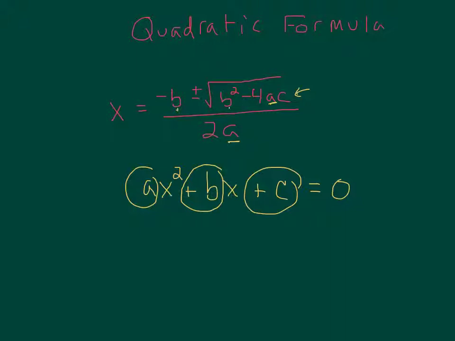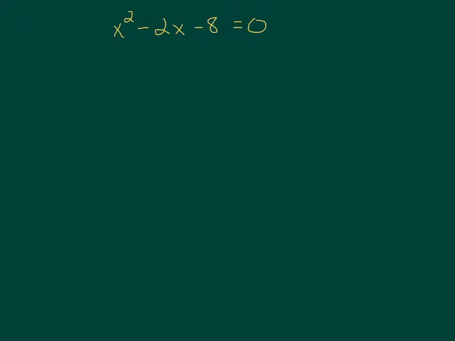We're going to go through and do some examples that we have here in your notes. So let's flip over to page 6. The first problem is x squared minus 2x minus 8 equals 0. If we look at our a, b, and c, a is the coefficient of the first term, and it doesn't show a coefficient, so we know that it's 1. So a equals 1, b is equal to negative 2, and c equals negative 8.